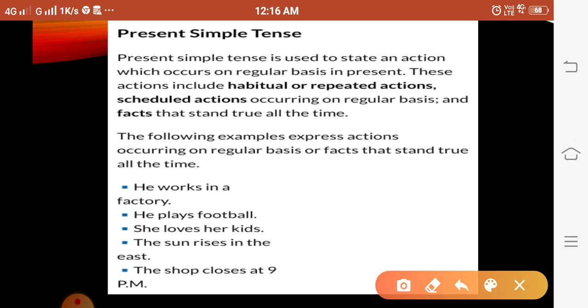The following examples express actions occurring on regular basis or facts that stand true all the time. For example, he works in a factory. Next, he plays football. Next, she loves her kids. And then, the sun rises in the east. And one more, the shop closes at 9 p.m.